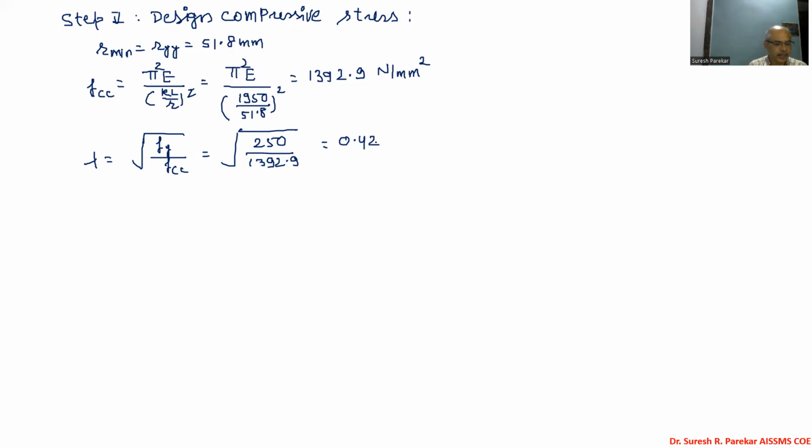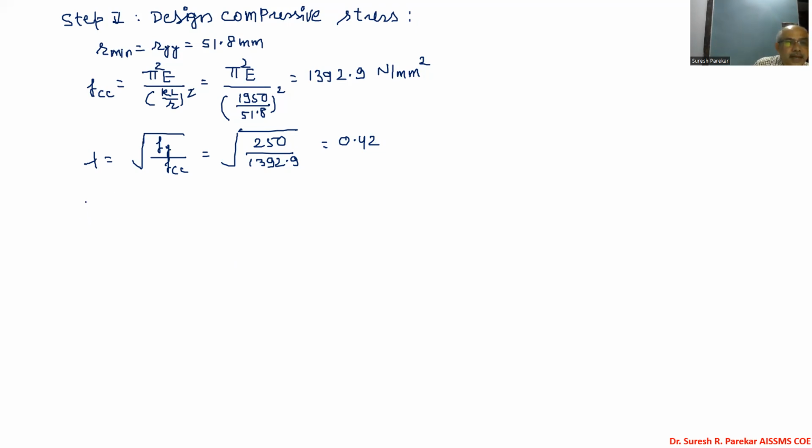Now just one minute, I will calculate the value once, otherwise all will go wrong. X inverse into 250 to the power 3 into pi square, so pi square into 2 to the power 5 divided by 1950 by 51.8 square, 1392.9. X inverse into 250, root of this is 0.42.